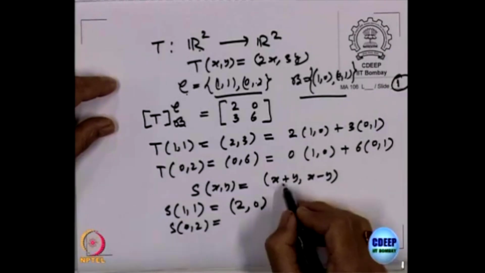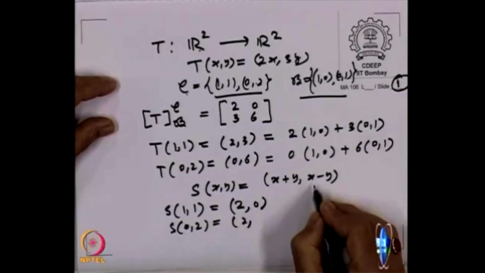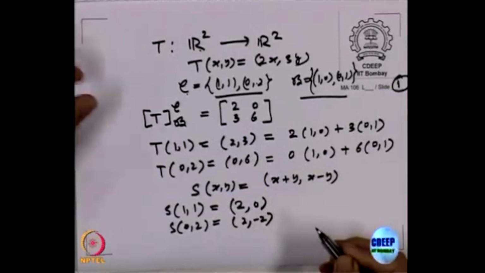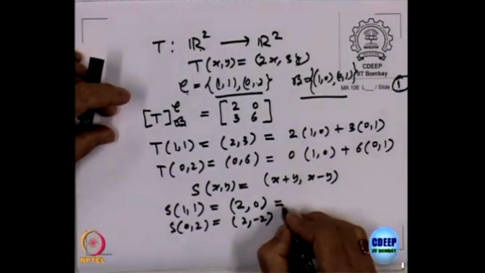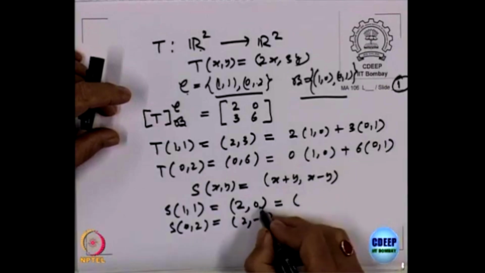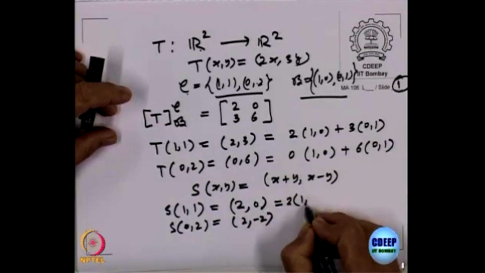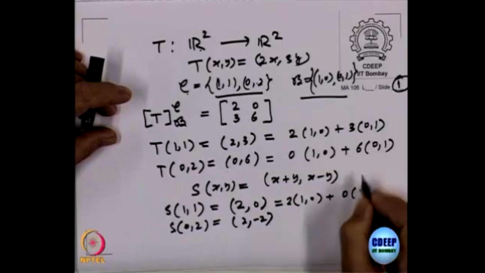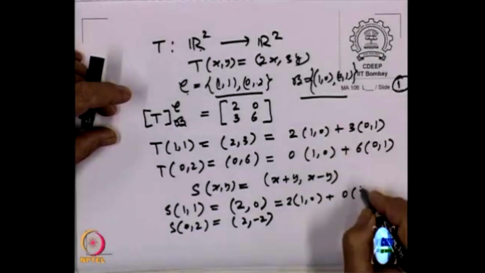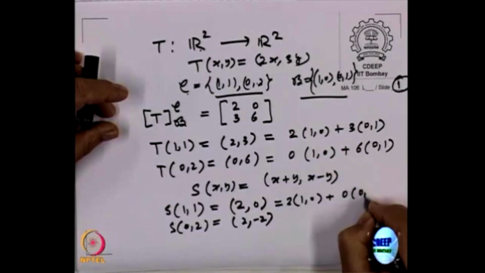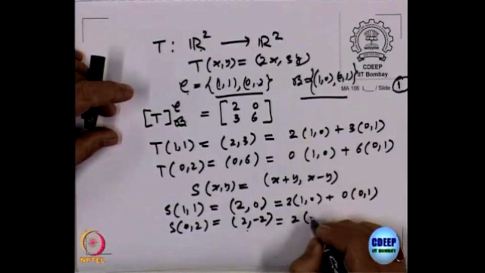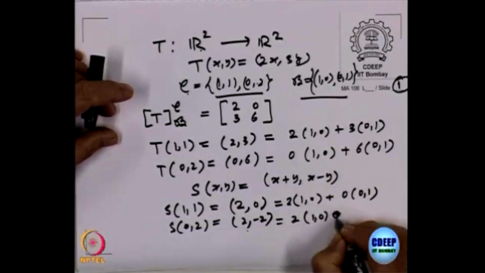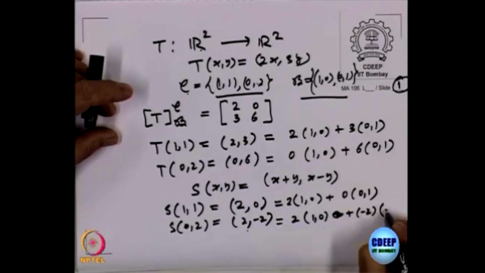What is S of (0, 2)? So 2, minus 2. So what is this equal to? (1, 1) gives (2, 0), so this is 2 times (1, 0) plus 0 times (0, 1), where the basis there is (1, 0), (0, 1). So I have to write it as a linear combination. And (2, -2) is equal to 2 times (1, 0) plus minus 2 times (0, 1).